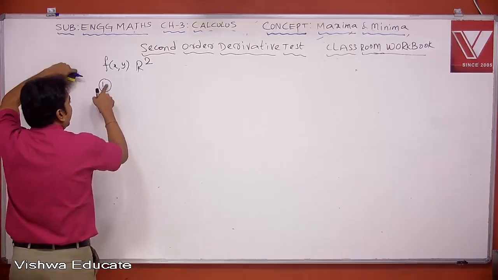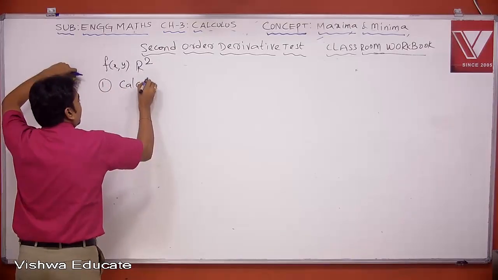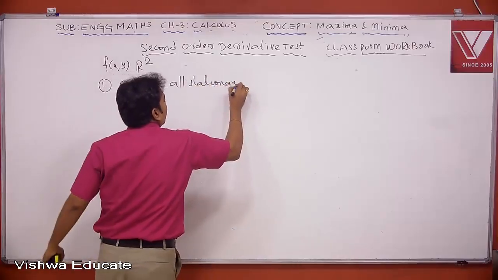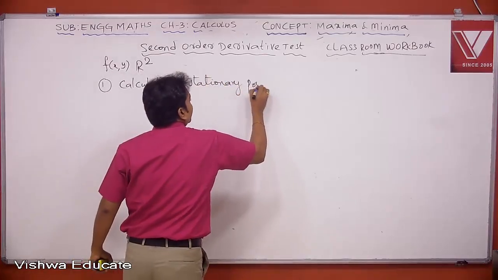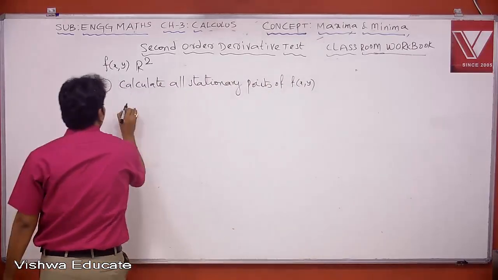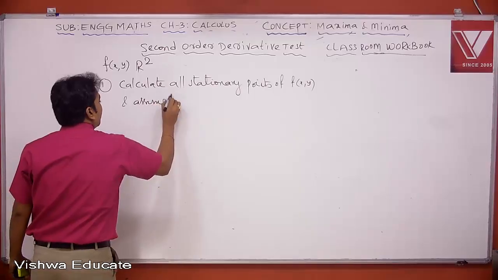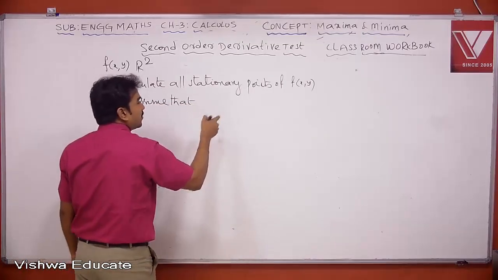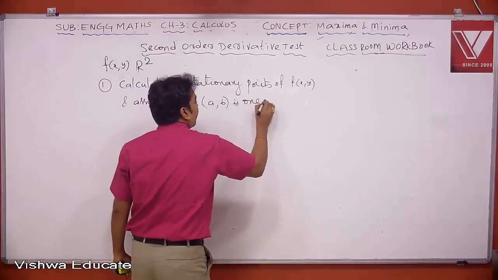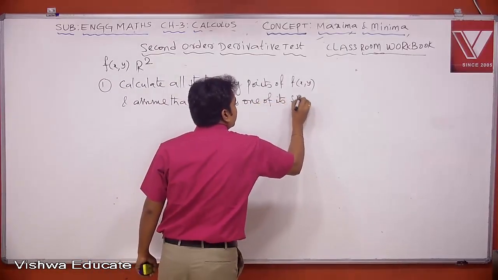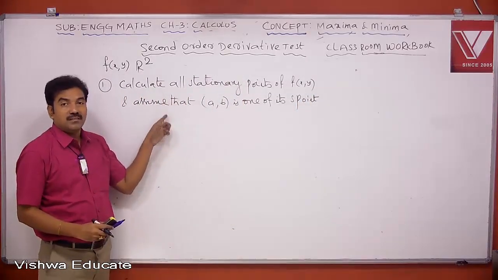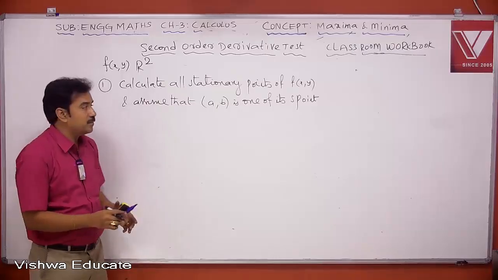Let us see. In the first step, calculate all stationary points of f of x comma y and assume that P is one of its stationary points. In the single variable case that is P, but here assume that a comma b is one of its stationary points. This step is almost the same as the step we have seen in functions of a single variable.